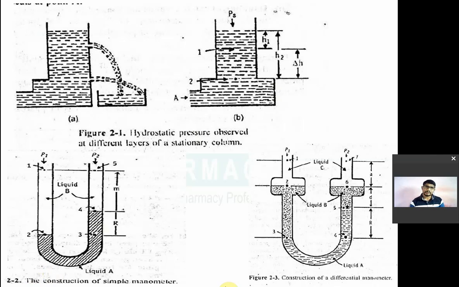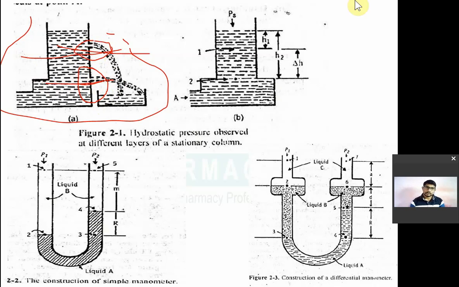Suppose that you have one liquid stored in the tank. This is your tank, and you have two openings over here. The first opening will be here, and the second opening will be here. The flow of liquid from this point will be different, and the flow of liquid from this point will be different. The flow of liquid from this point will be with additional pressure. Flow at this point will be at lower pressure. So why is this happening?